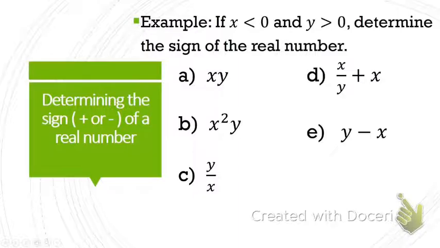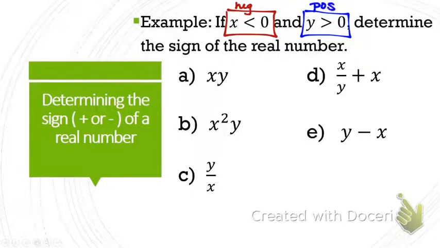So A through E on this example. I want to know if the final answer here would be a positive number or a negative number. And here is what we've been given to work with. It says x is less than 0, which means it is what type of number? Negative. And y is positive. So x is a negative number, y is a positive number. If I take those two and multiply them together, the result will be negative.